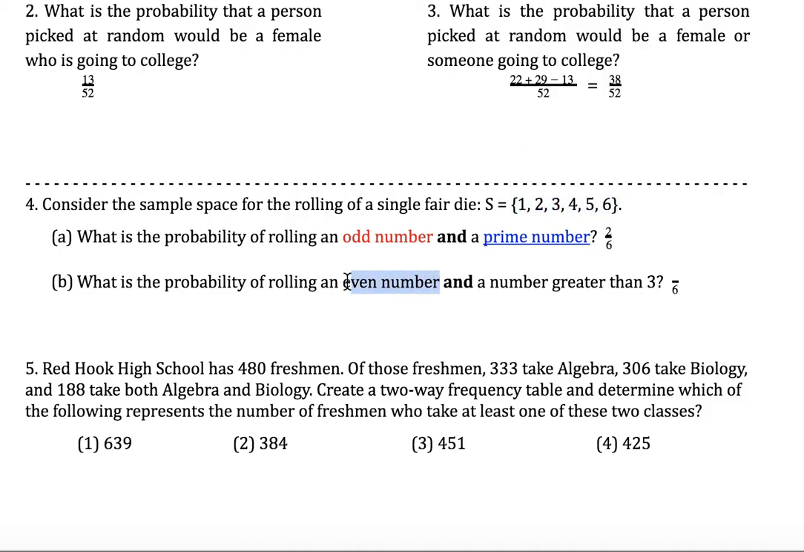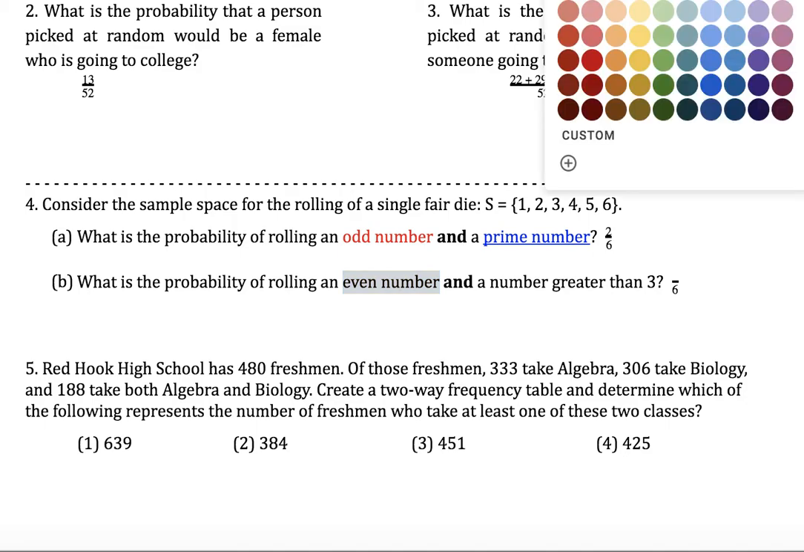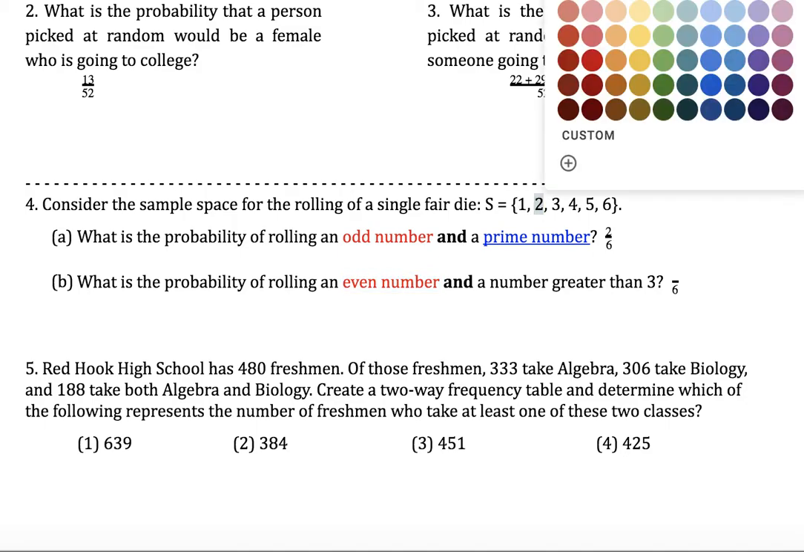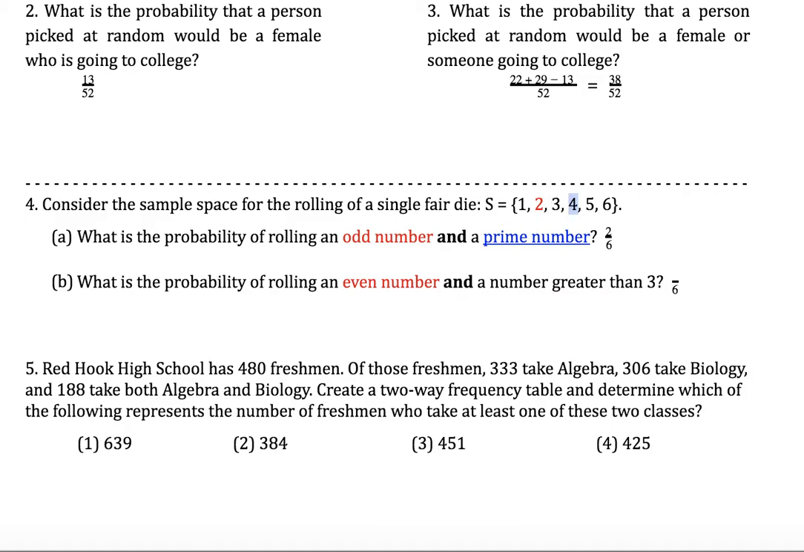An even number, that's going to be red, so 2 is even, 4 is even, and 6 is even. And a number greater than 3. Make that one blue. 3 is equal to 3, not greater than, so I'm not going to highlight that one.